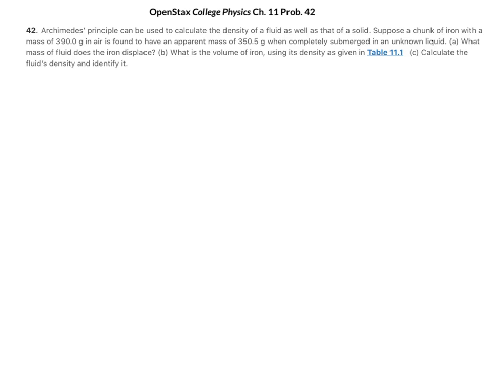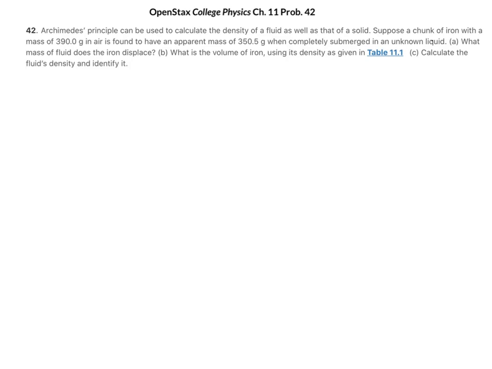Let's look at OpenStax College Physics, Chapter 11, Problem 42. Archimedes' principle can be used to calculate the density of a fluid as well as that of a solid. Suppose a chunk of iron with a mass of 390 grams in air is found to have an apparent mass of 350.5 grams when completely submerged in an unknown liquid.